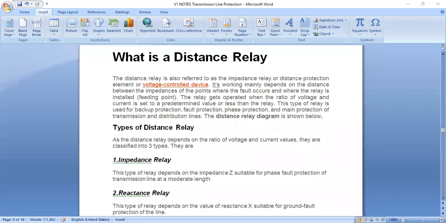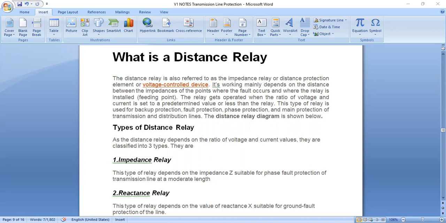This relay contains a potential transformer to supply the voltage and a current transformer for the current element, which is connected in series with the circuit. The secondary current of the CT produces the deflecting torque, whereas the potential transformer produces the restoring torque. This topic is already covered in unit number 2, the fundamentals of the protective relay. In this unit we have to cover all the topics.